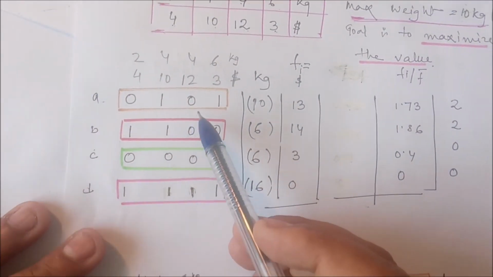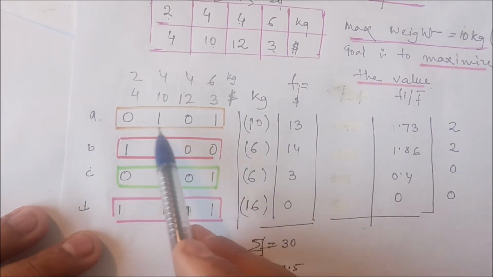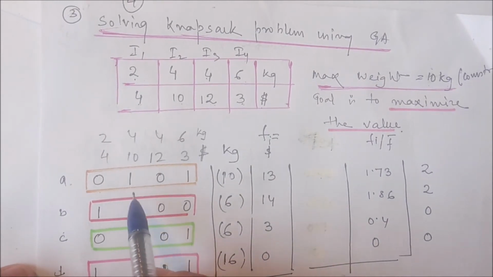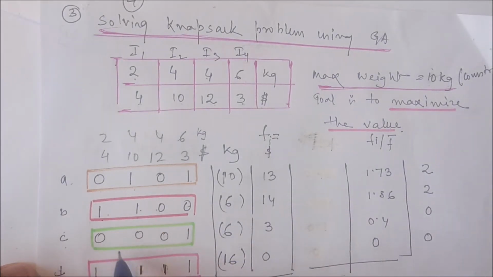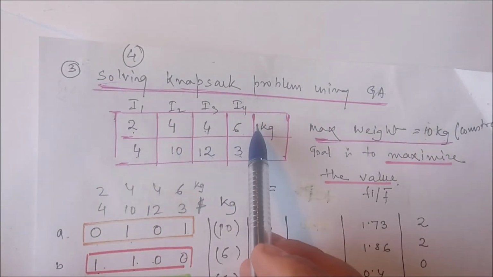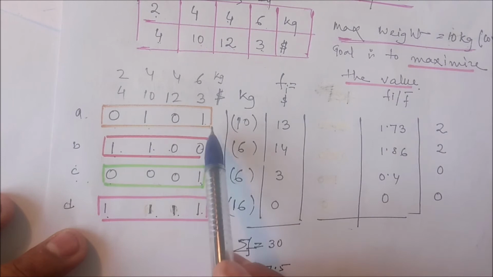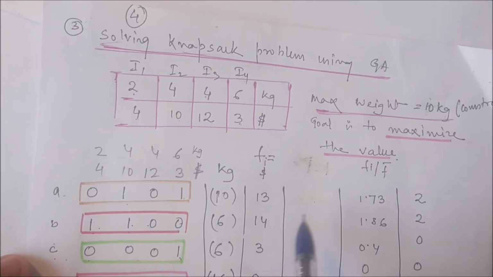So we have selected 4 chromosomes A, B, C, D. So 0 1 0 1 means what? We have selected item 2 and item 4. 1 1 0 0 means we have selected item 1 and item 2. If the bits are 0 0 0 1, that means we have selected only item 4, or it may be all 1, so we have selected items 1, 2, 3, 4. So here 4 items are there, that's why we have chosen 4 bits to represent the individual, to represent the chromosome.